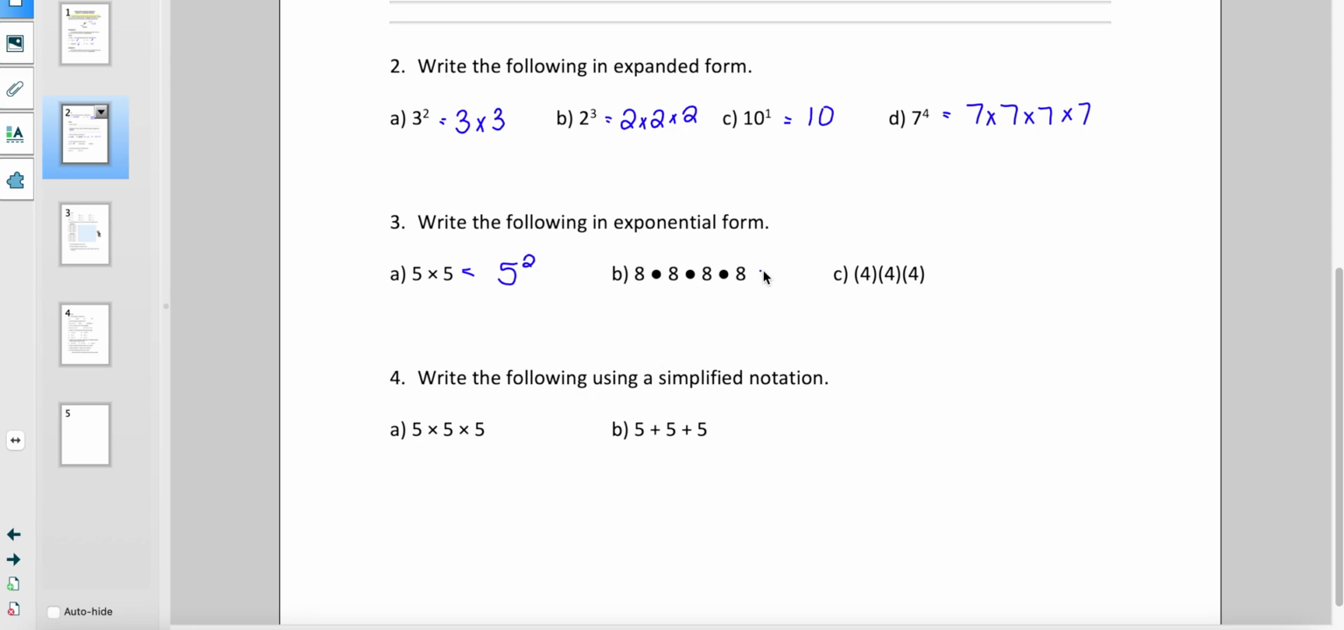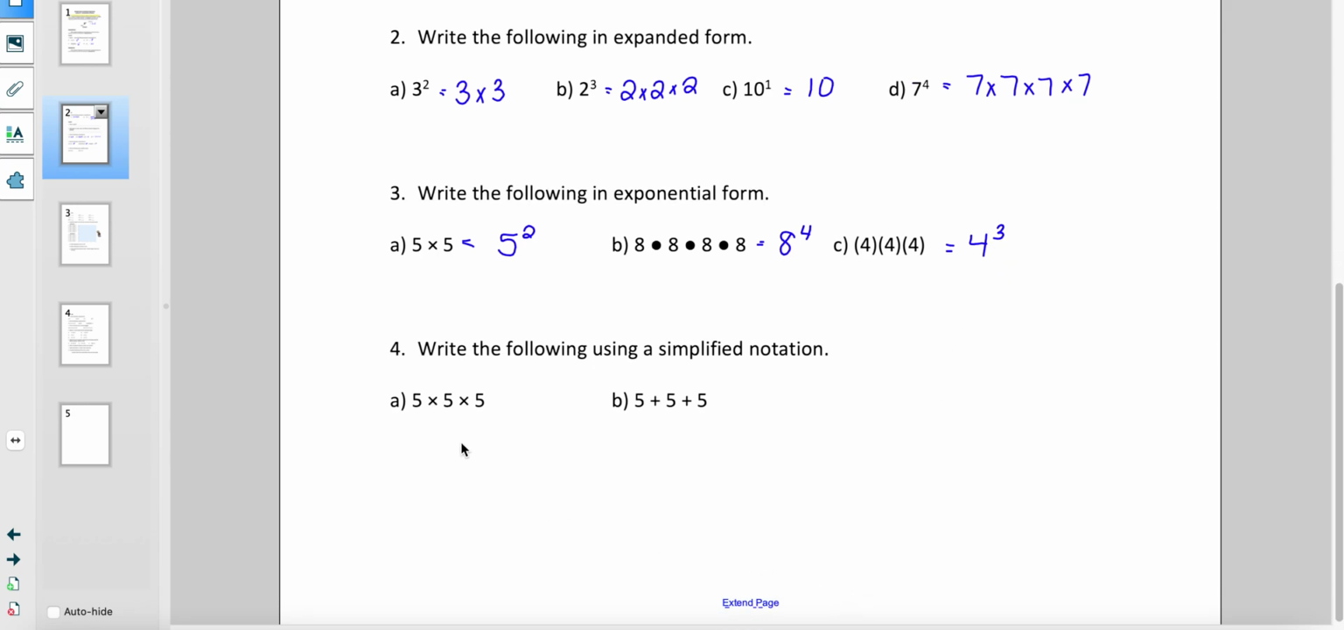You have a base here of 8. I can see that because that's what's being multiplied. And 1, 2, 3, 4 is 8 to the power of 4. For question C, you have a base of 4, and it's being multiplied by itself 3 times.